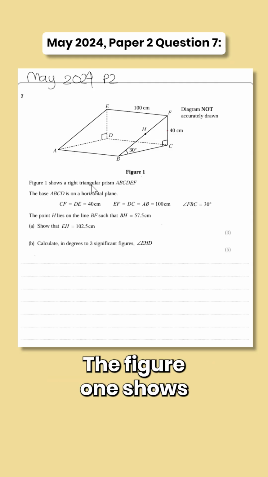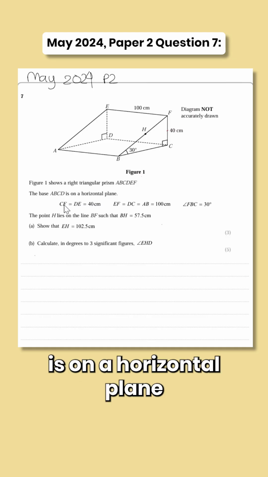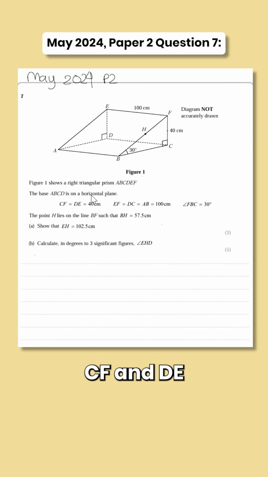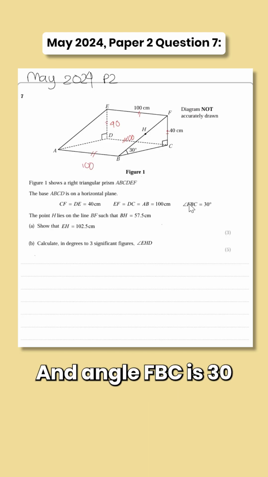Figure 1 shows a right triangular prism ABCDEF. The base ABCD is on a horizontal plane where CF and DE are equal to 40 centimeters. So this is 40 and this is 40. And EF, DC and AB are 100 centimeters. This is 100, this is 100, this is also 100. And angle FBC is 30 degrees, as you can see.